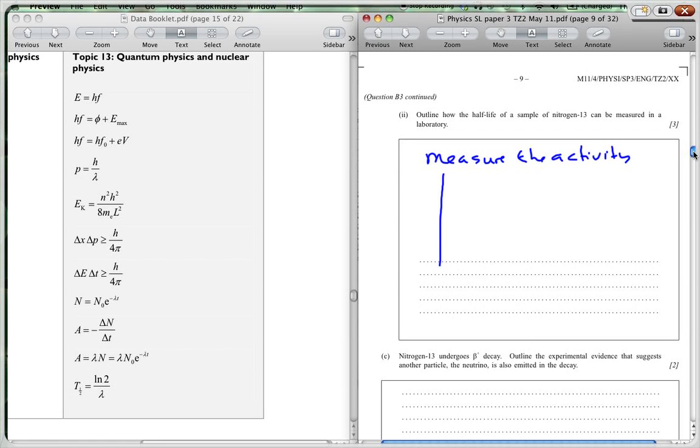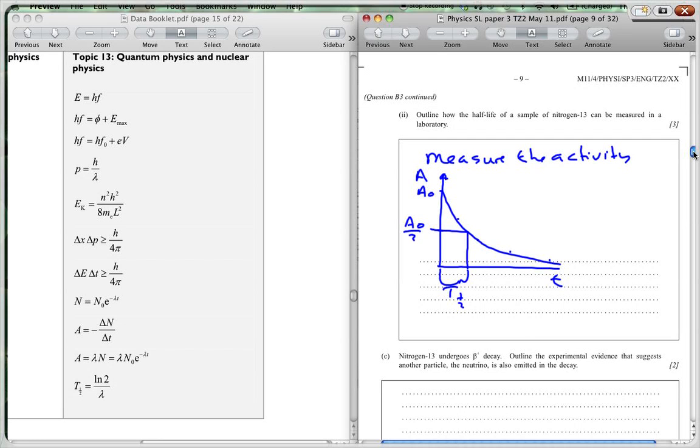So what you would do is plot a graph like this, your activity against time, and you would measure your first activity at time equal to 0, and then you would measure it as it goes down. And from this curve, if this is activity A0, you would find when your activity goes to A0 over 2, and that time over there would be your half-life, t to the half.